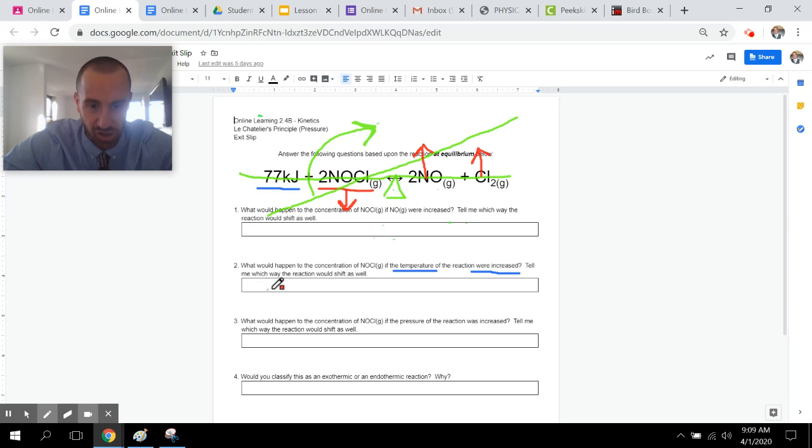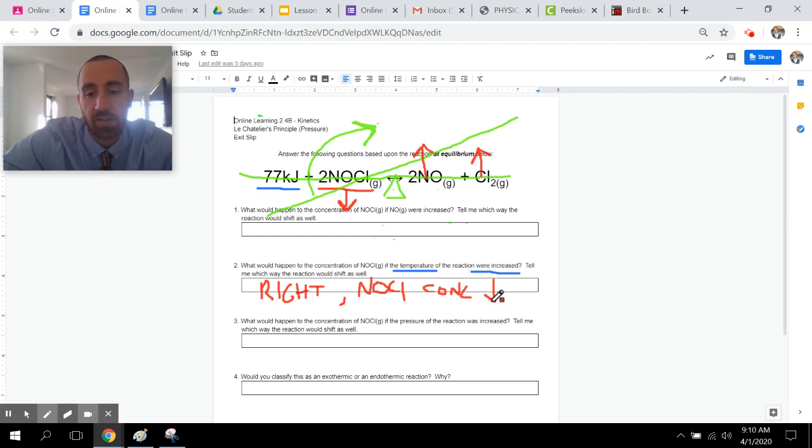So your answer is the reaction shifts to the right. So the reaction will shift to the right, and the concentration of NOCl will decrease. NOCl concentration decreases. That was the answer I was looking for.